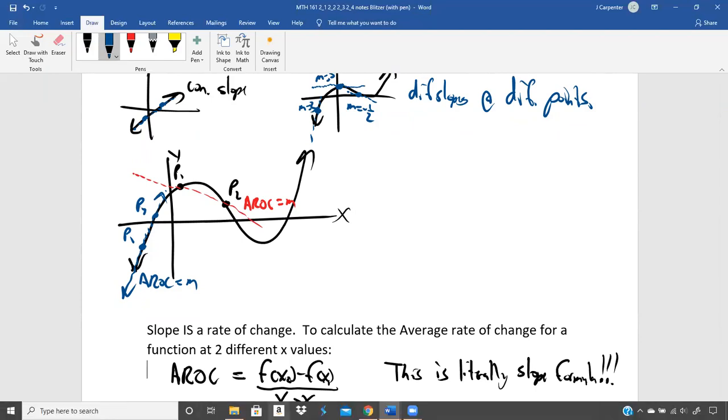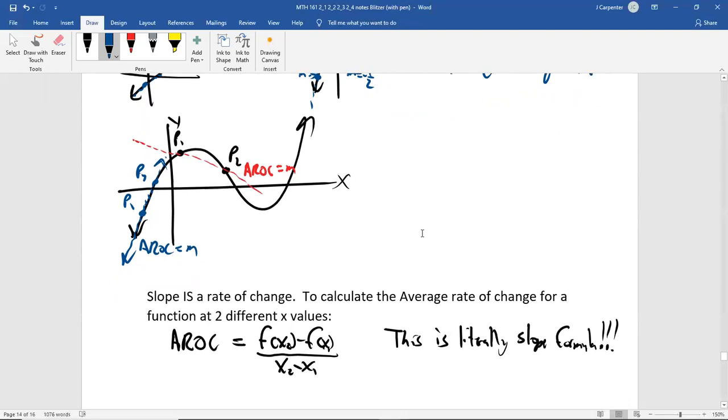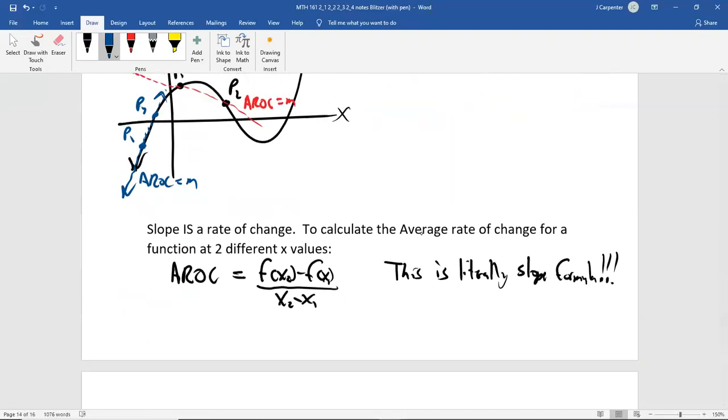formula, y2 minus y1 over x2 minus x1, but put into function notation. So again, this thing right here is basically y2, excuse me. This right here is basically y1. y2 minus y1 over x2 minus x1. I've already said you never get to forget the slope formula. And here's one of the many reasons why.